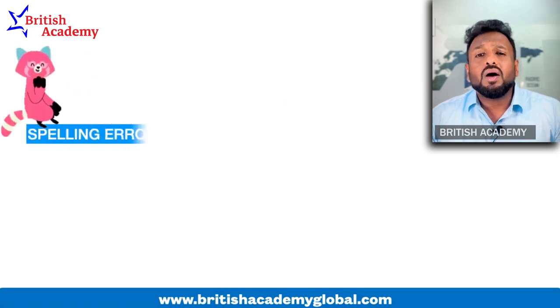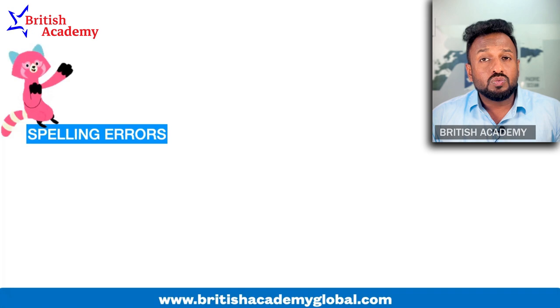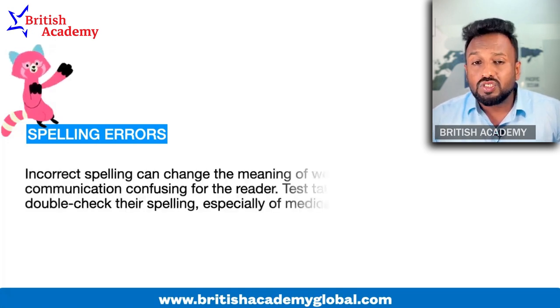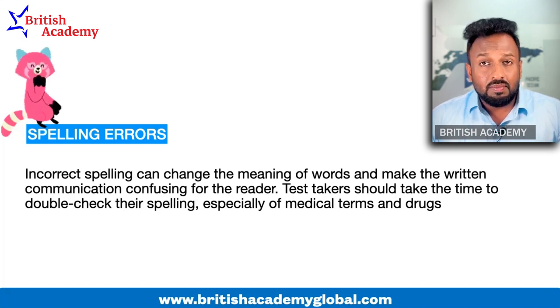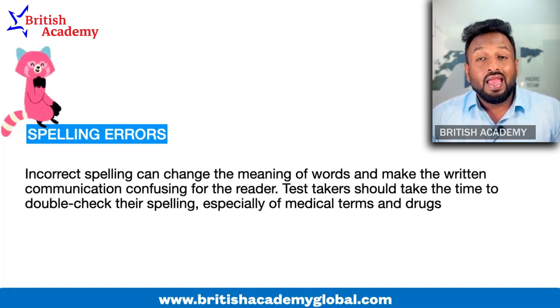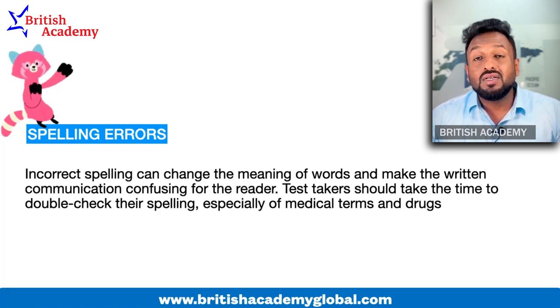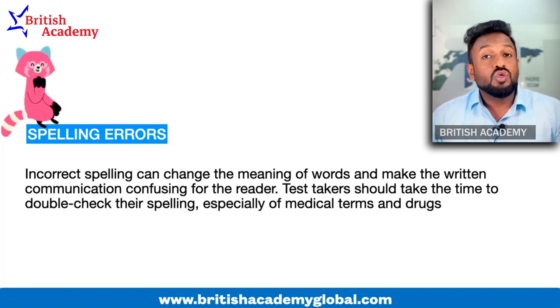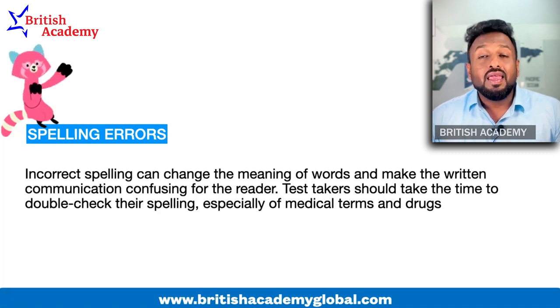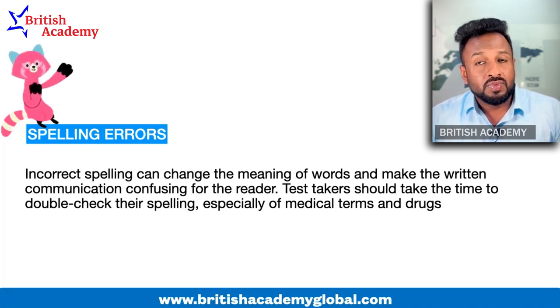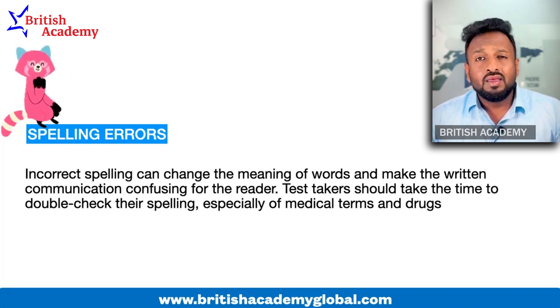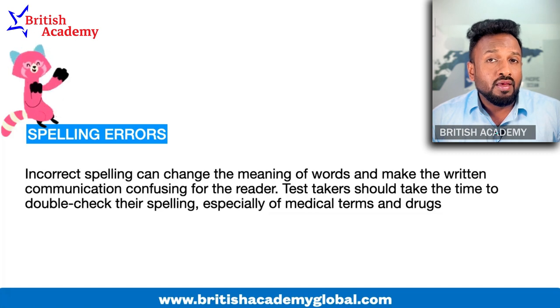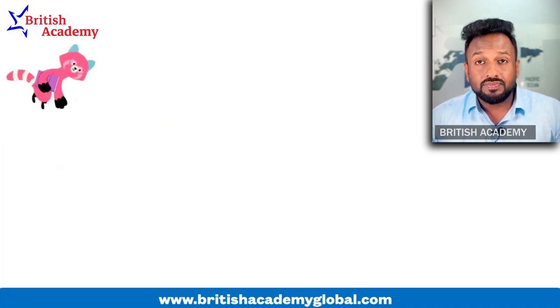The second point is all about spelling errors, which are very common. Nowadays, with many assessments, we have noticed people do make silly spelling errors, even with a word copied from the question paper. Incorrect spellings can change the meaning and create confusion, and can even affect your marking in terms of the assessment criteria on the language part. So instead of 6 points, you may land up with 3 or 4 points if you make consistent spelling errors. So you should take appropriate time to double check the spellings, especially for medical terms and drugs.